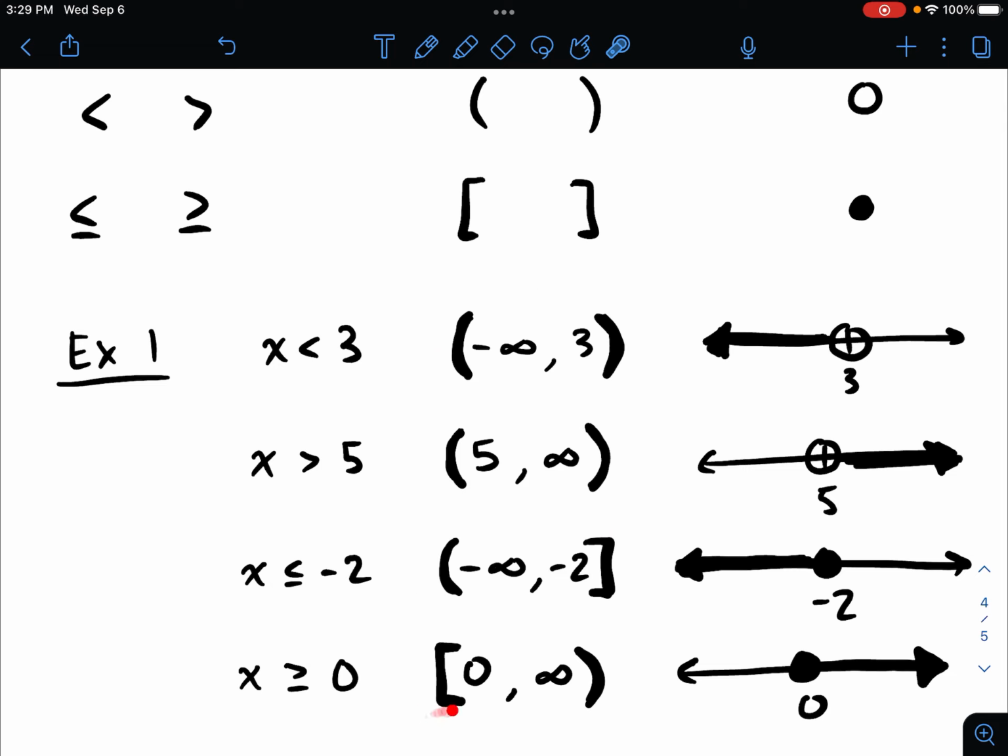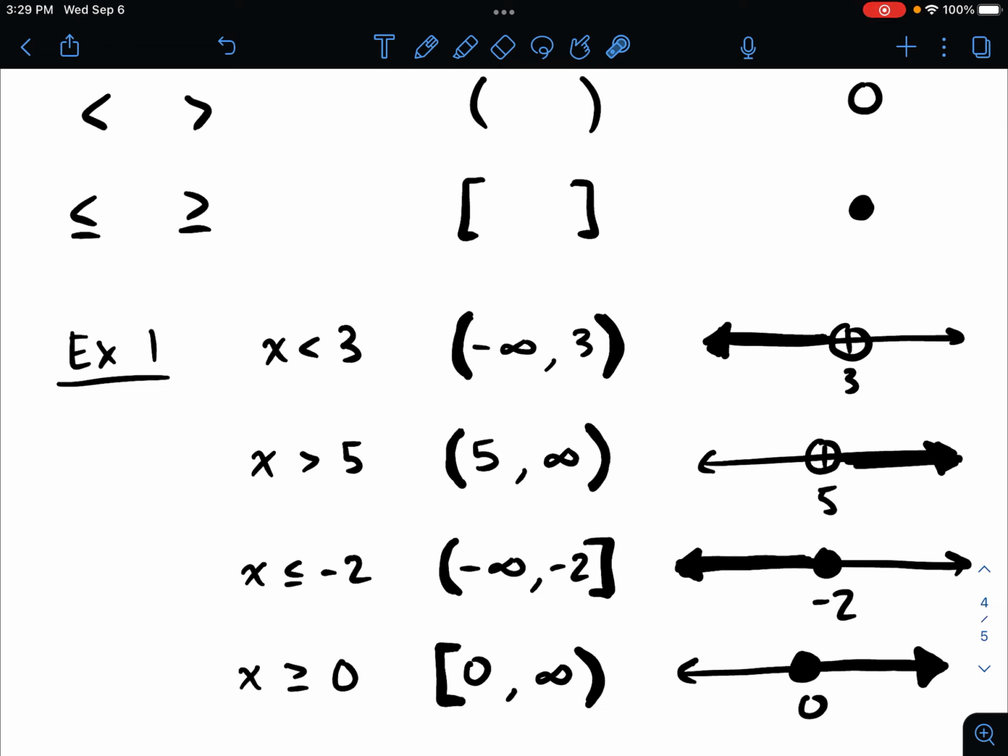When you use interval notation, notice how the smaller value is always on the left, and the larger value is always on the right. Negative infinity is smaller than 3. 5 is smaller than infinity. Negative infinity is smaller than negative 2. 0 is smaller than infinity. You always have to go from small on the left to large on the right.